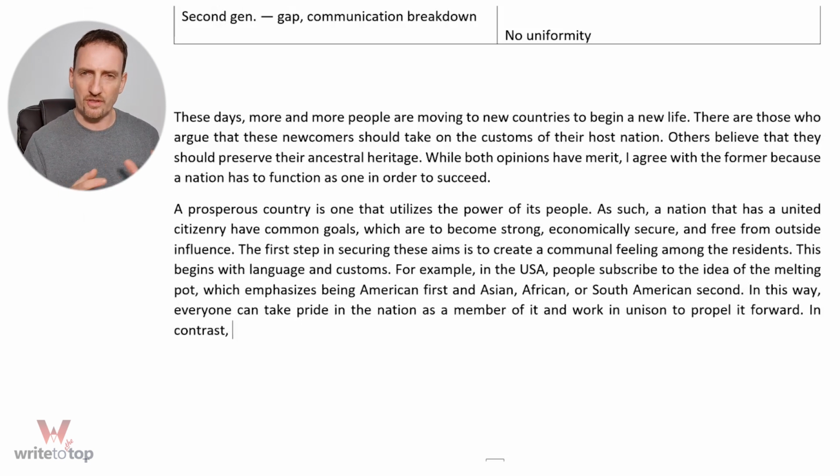Contrast. So now I'm going to give you a little bit of a contrast. I'm going to be able to speak about the other side. This way I'm having a discussion of both views, but not focusing too much on the side that I don't actually agree with, right?